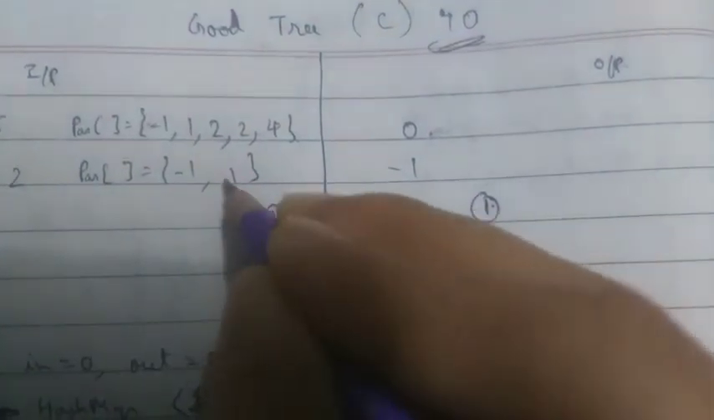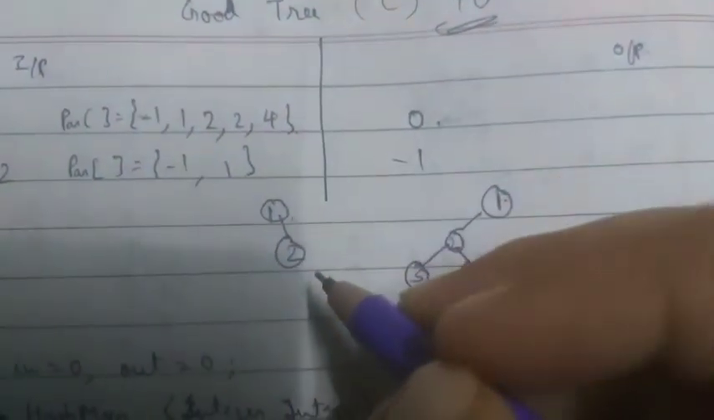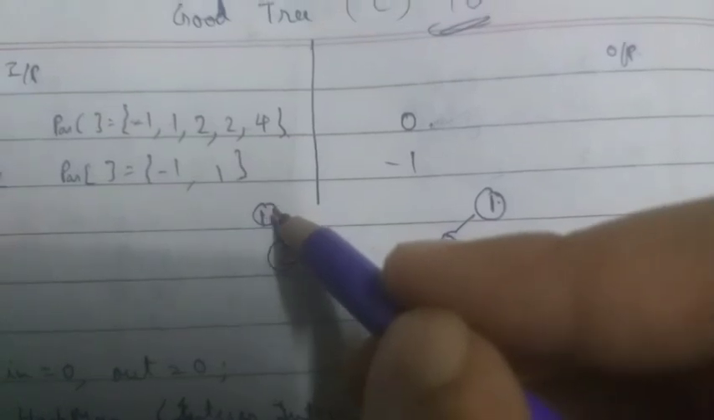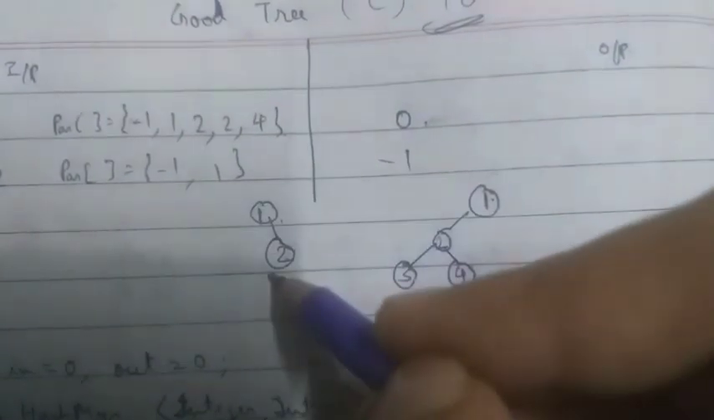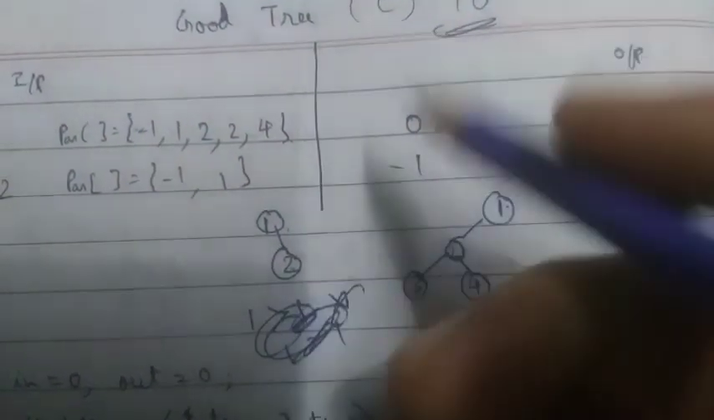In this case, this is 1 and 2 is the child of 1. The number of internal nodes is 1 and the leaf node is 1. Both are equal, but 1 is not greater than 1. So we now have to perform the operation.